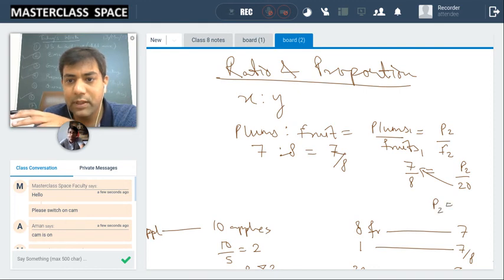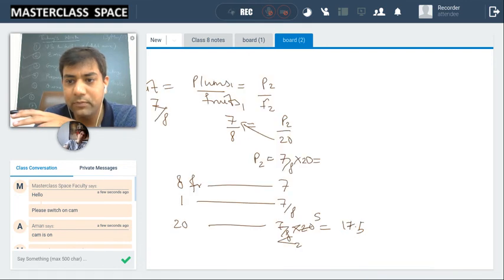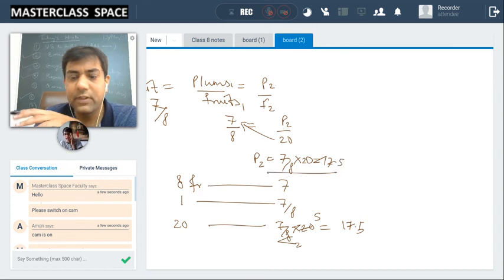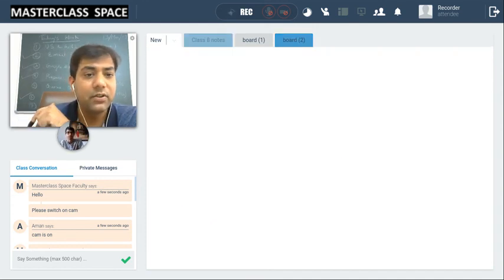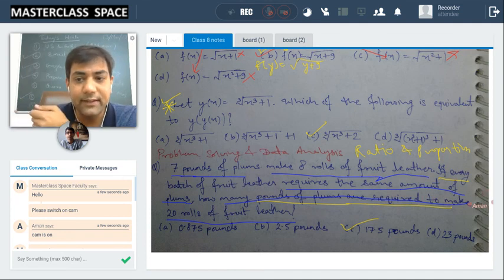P2 equals 7 by 8 into 20. That's what we have just done here, and that's going to be equal to 17.5. Okay. This is how you do it. So this question was also easy.